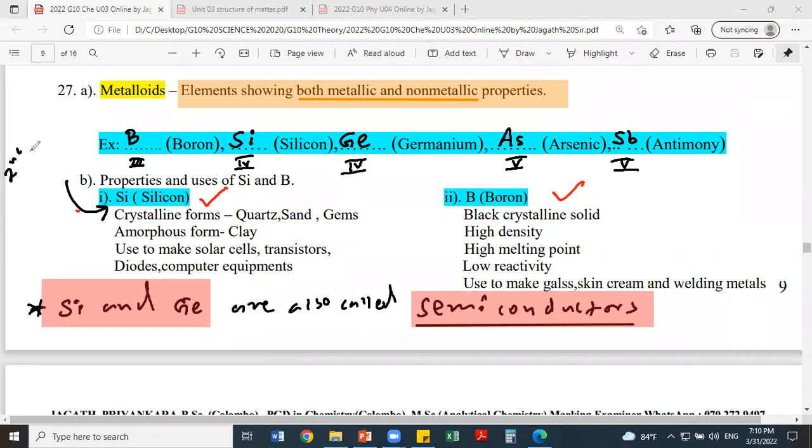Second most abundant element in the earth crust. Please write it, everyone. What is the most abundant one? Oxygen. Highest percentage in the earth crust is oxygen. Second highest will be silicon.